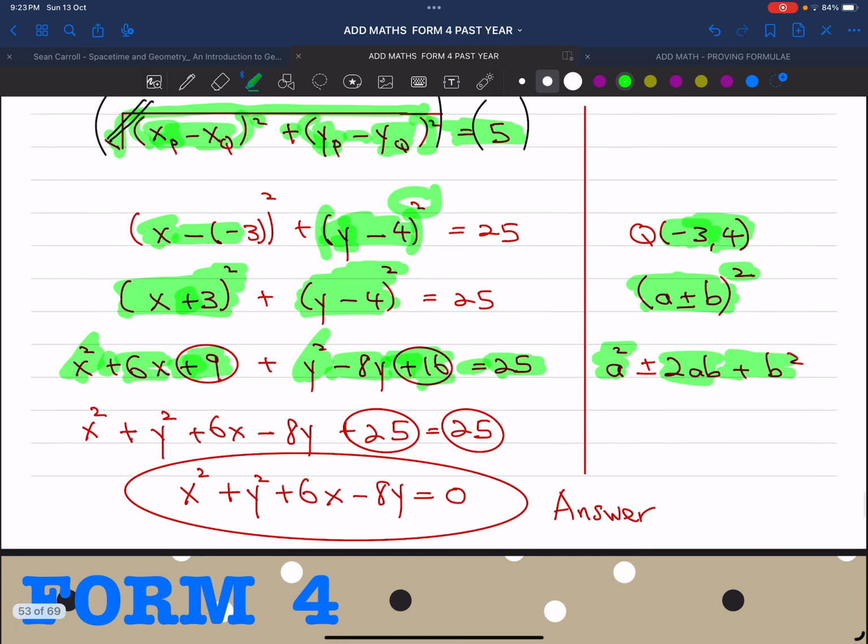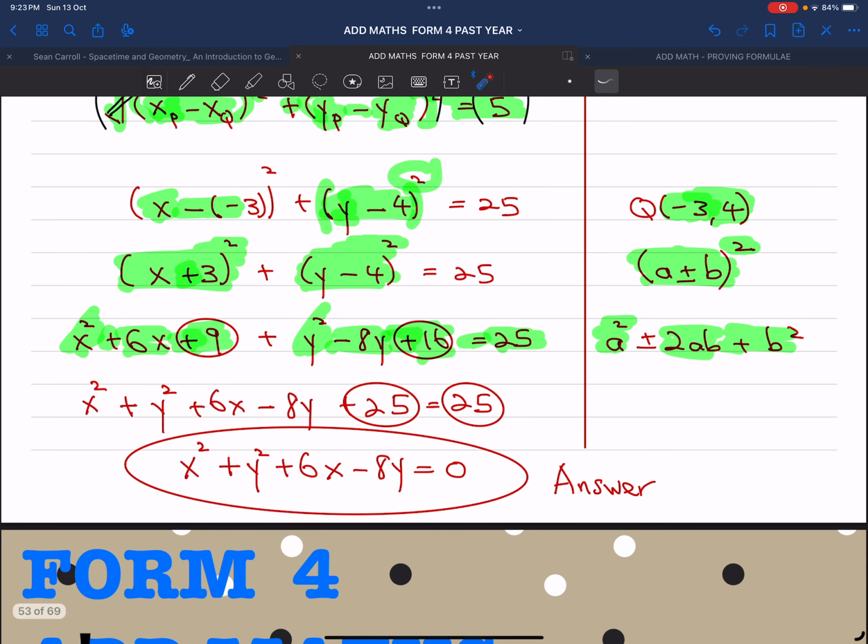Now we just collect. x squared is x squared, y squared is y squared, 6x is 6x, 9 plus 16 is 25. Of course, the 25 on the left hand and right hand sides we can cancel, which means the right hand side would become 0. So our final answer is x squared plus y squared plus 6x minus 8y equals 0, which is our answer. Thank you. I'll see you in the next lesson.